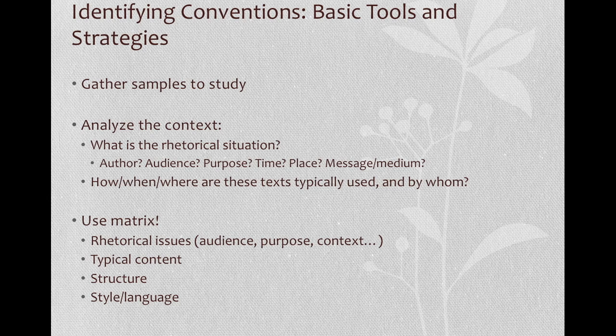Last, I have a tool for you that I preview on the next slide, but it's available on Blackboard, developed by a writing researcher named Anne Beaufort, and she calls it a genre matrix. And I've modified hers a little bit. Basically, the matrix is a chart that helps you to break down a genre by 4 different categories: rhetorical issues, typical content, structure, and style and language.